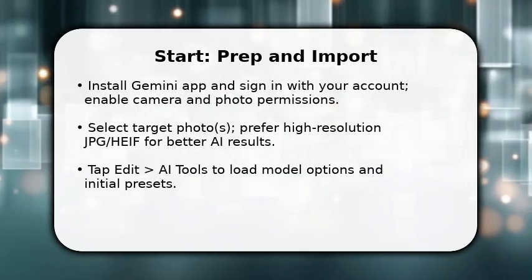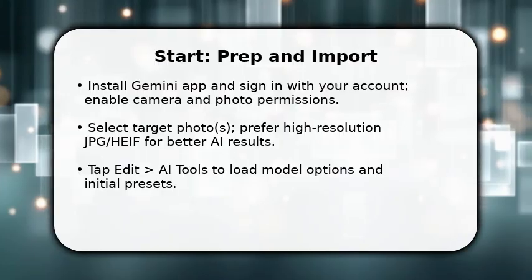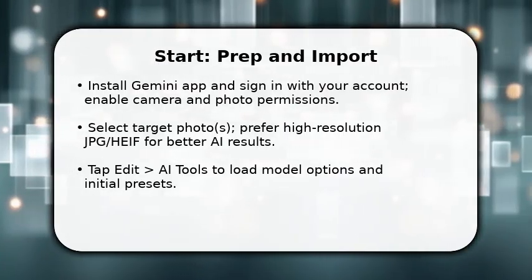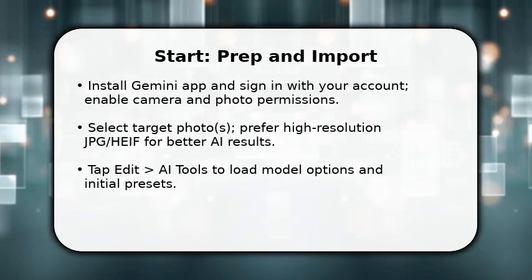Tap the photo, then select Edit and open AI tools. This immediately loads model presets and enables sliders. You'll now see options for style, strength, and targeted edits. Choose one to start a focused pass.